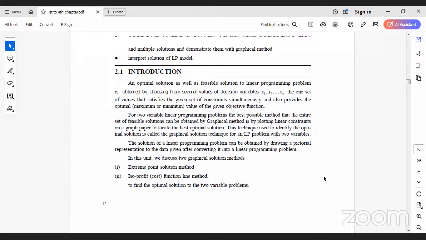Initial basic feasible solutions are good. Feasible solutions can be obtained by the graphical method by plotting the linear constraints on graph paper to locate the best optimal solution. This technique used to identify the optimal solution is called the graphical solution technique for an LP problem with two variables.